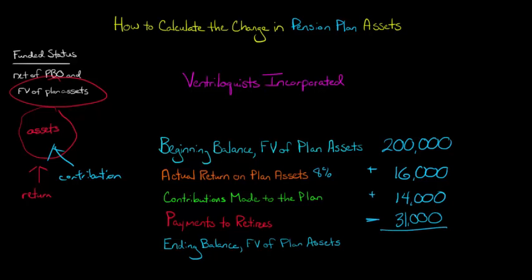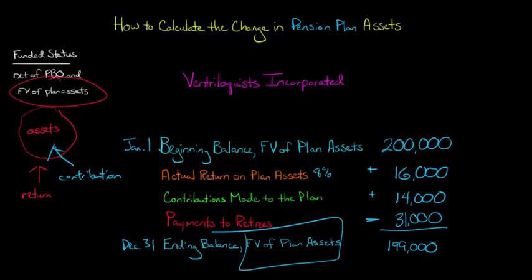Now we can calculate the ending balance of the fair value of plan assets. That's going to be $199,000. So if January 1st was the beginning balance, then on December 31st, the end of the year, we have the fair market value of our pension plan assets, this pool we've set aside, of $199,000.